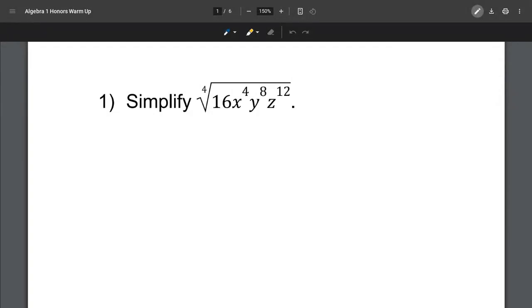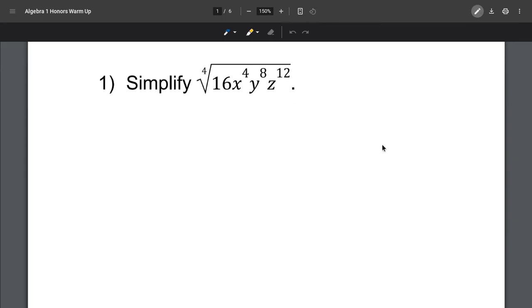In this video we're simplifying some cube and fourth roots. This is something I did for my Algebra 1 honors class for a warm-up. So let's start with this first one. We're simplifying the fourth root of 16x to the fourth, y to the eighth, z to the 12th.